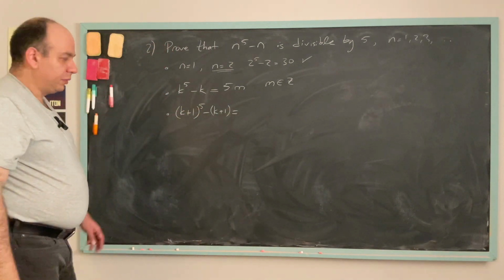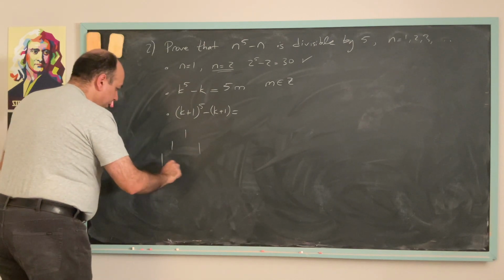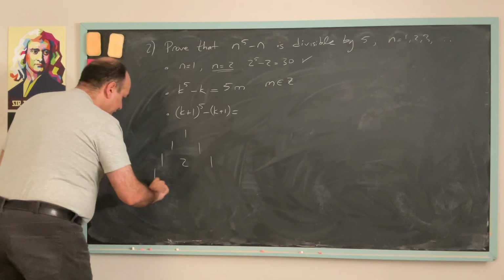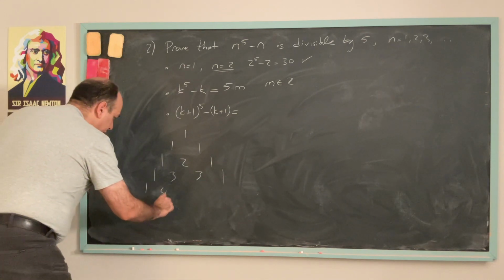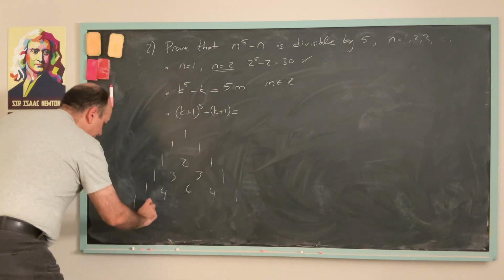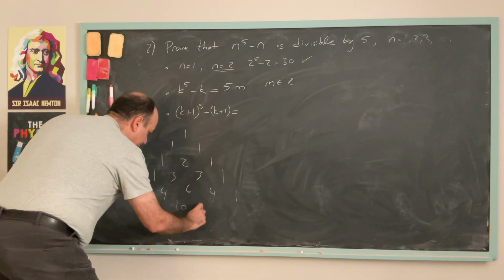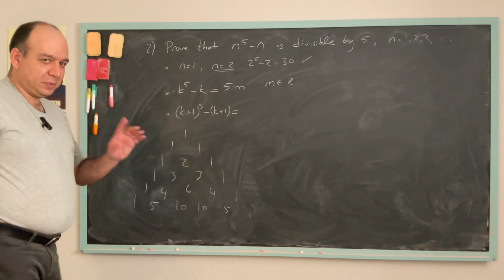Okay, for those who don't remember how to expand it, we remember the tree here. So this is 1, 2. This is 1, 3, 3, 1. So it's going to be 1, 4, 6, 4, 1. And this is 1, 5, 10, 10, 5, 1. This is good. I have 5s and 10s. They are divisible by 5.